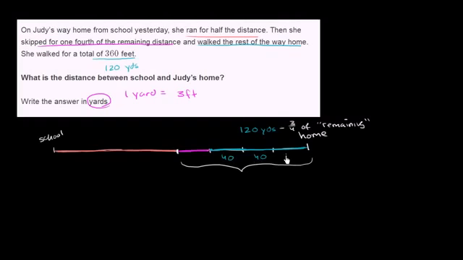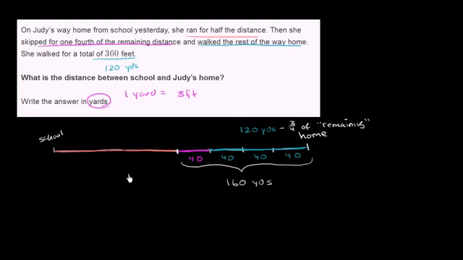This is 40. This is 40. Notice 40 plus 40 plus 40 is 120. And this right over here is also going to be 40. These are all in terms of yards. So the remaining distance is going to be 40 times 4, or 160 yards. So this is 160 yards.